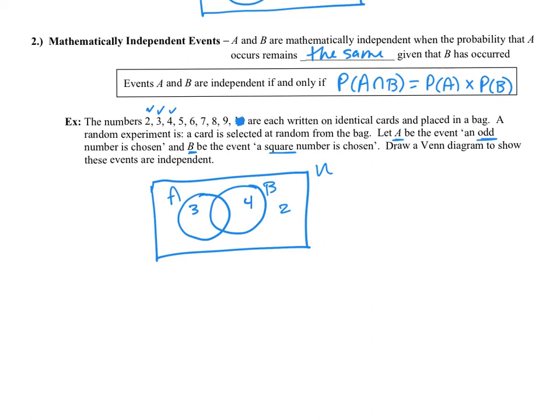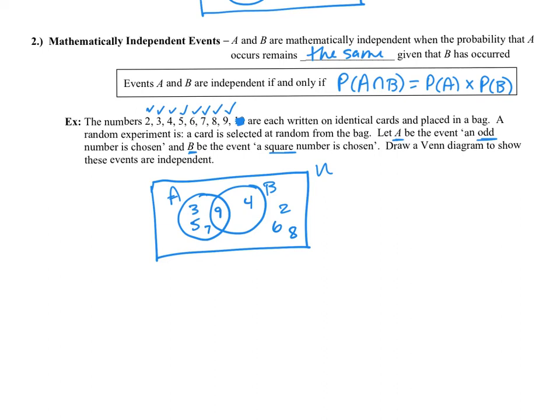5 is odd, but not a perfect square, so it goes in A and outside of B. 6 is neither odd nor a perfect square, so 6 goes out here. 7 is odd, but not a perfect square, so it's going to go in the A circle, but outside of the circle B. 8 is neither a perfect square nor odd, but it's still in the universal set, so put it inside the rectangle. And then 9 is that one number that's both a perfect square and odd, so it's going to go in the intersection of A and B.